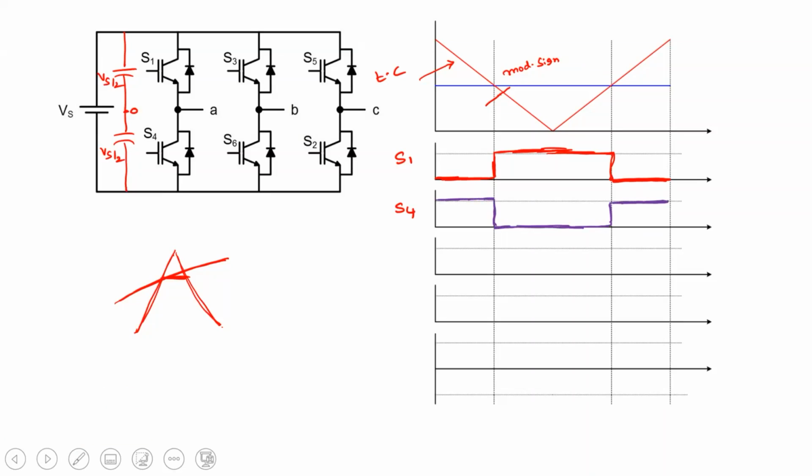Agree? So let us assume that this is the pole voltage Vs0. The pole voltage varies from plus Vs by 2 to minus Vs by 2. If you divide this into three parts, this is 1 here, 2 here, and this 3 here. During mode 1, what is the pole voltage? Minus Vs by 2.